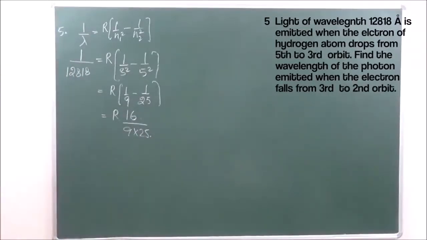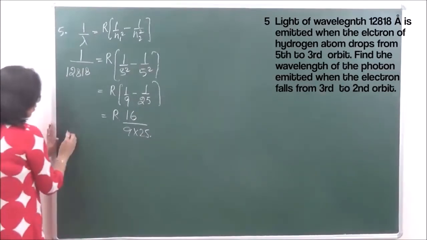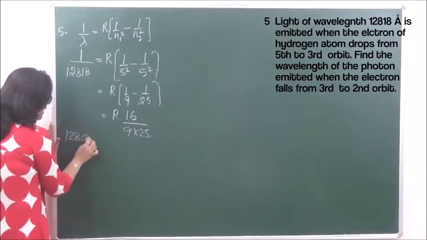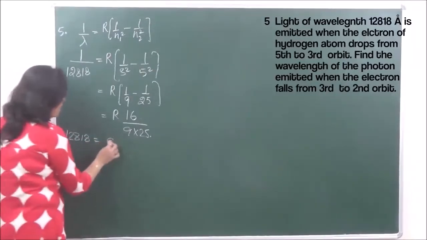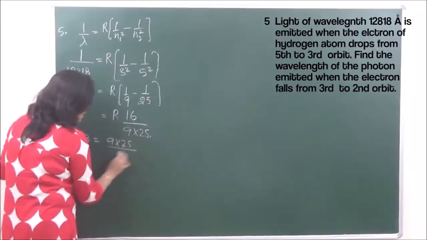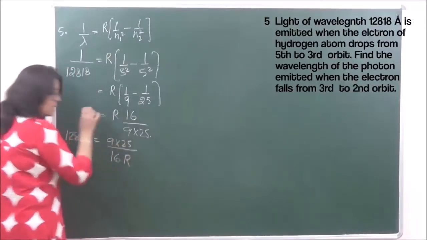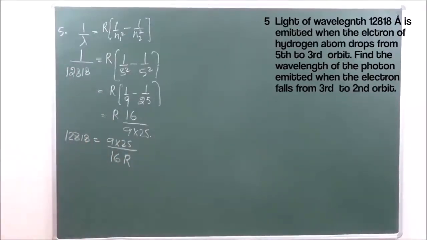Now when we are calculating lambda over here, we take the reciprocal. By taking the reciprocal, we are going to get lambda equal to 9 into 25 upon 16R. Now let's similarly calculate for the second transition.